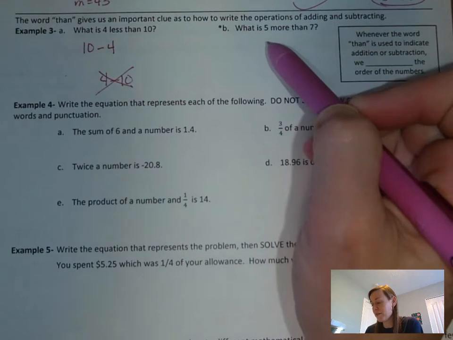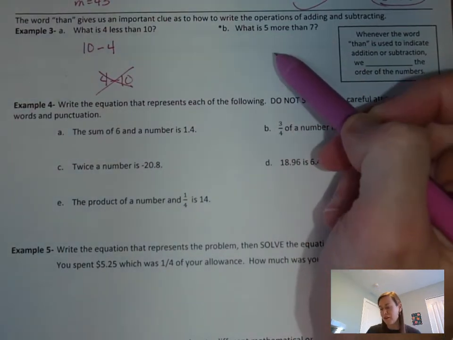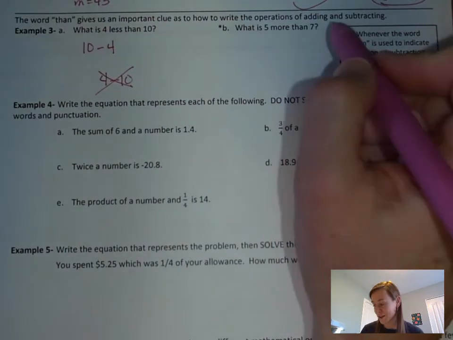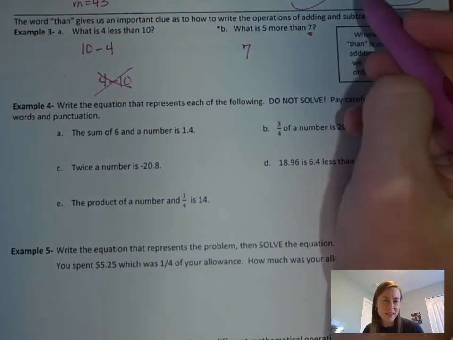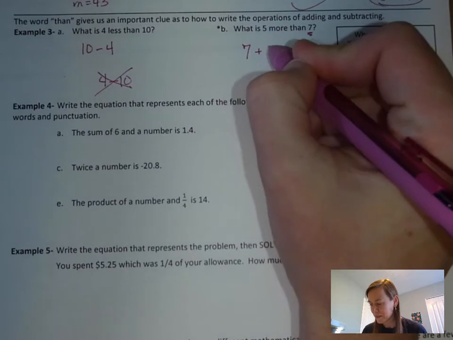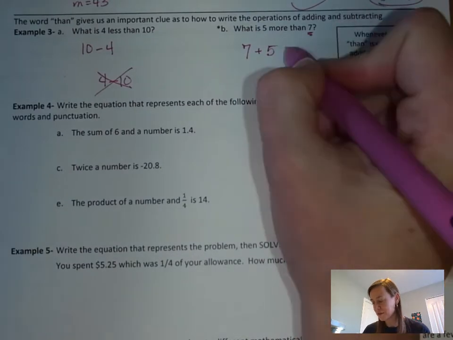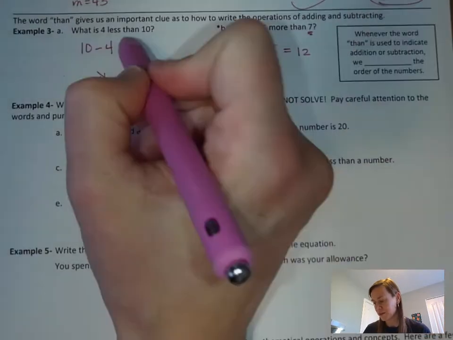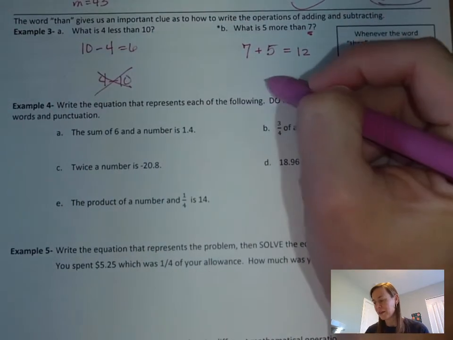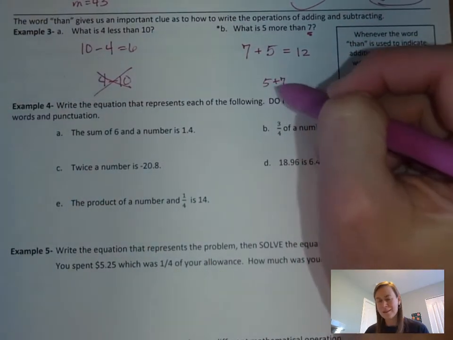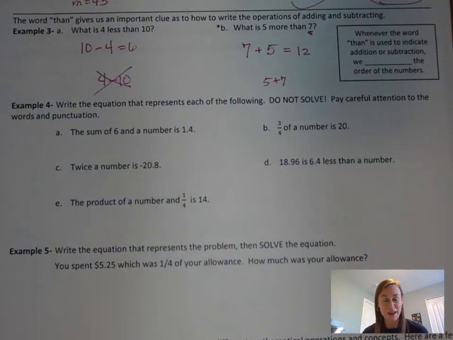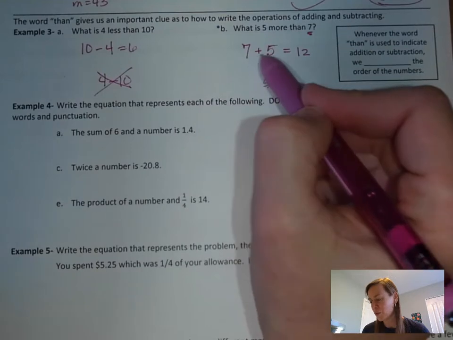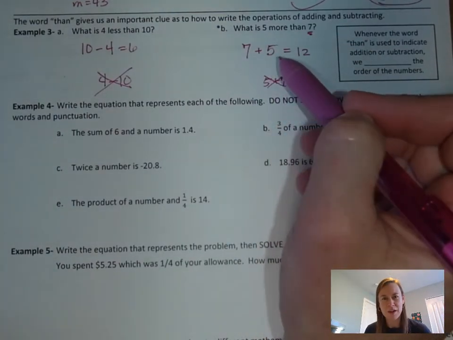What is 5 more than 7? Okay, so you're starting out with what? You're starting out with the 7, and then 5 more, so you're going to add or subtract? You're going to add. That would be 7 plus 5. And so that is going to equal 12. Over here, of course, it would equal 6. Now, could you say 5 plus 7 here? Well, yeah, in addition, it's commutative, so the order doesn't matter. But in terms of the wording, this is probably a better way to write it.